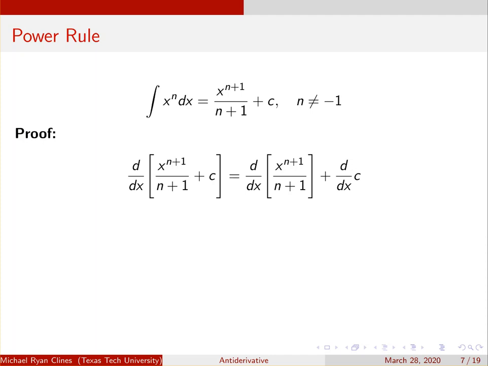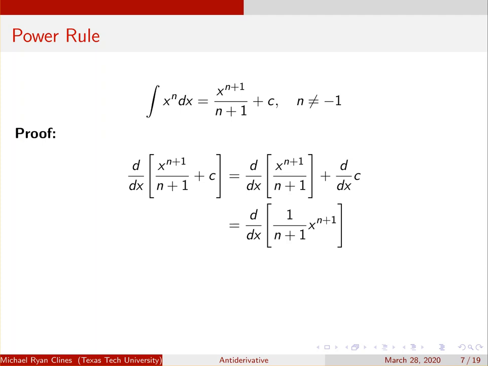Now, on that left side, we're going to do the power rule. On the right, the derivative of a constant. And so we get this. We get the derivative of 1 over n plus 1 times x to the n plus 1 because the derivative of a constant is what? I'd be kind of disappointed if you didn't say 0. It should be 0. Derivative of a constant is 0. Just one of those things.